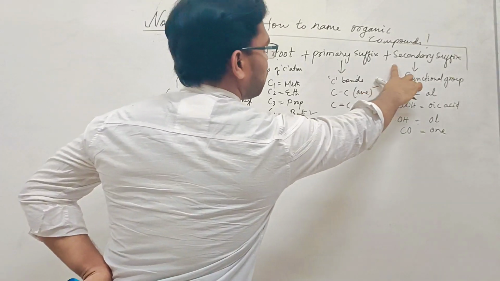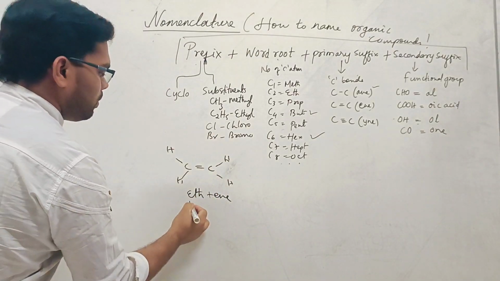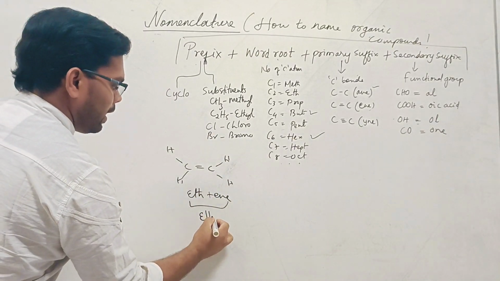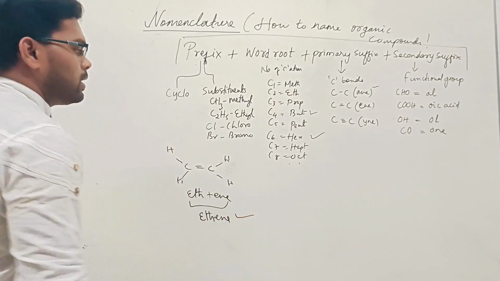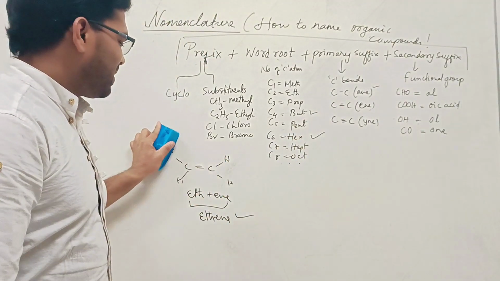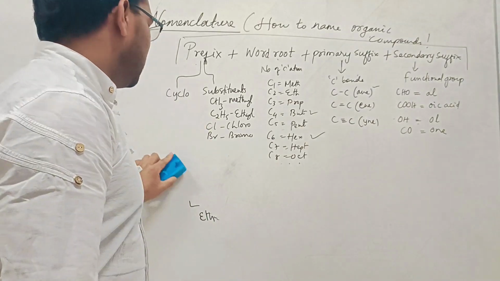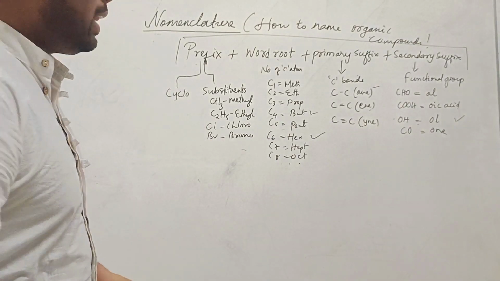Is there any functional group? Secondary suffix, this group is present or no? No other group. So this name is going to be ethene. This name will be ethene. So in this way you can actually name it. Is it clear? Are you getting it? Another example, let us see, some skeletal compounds.